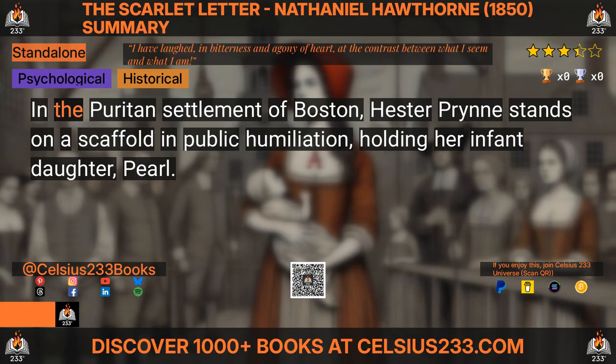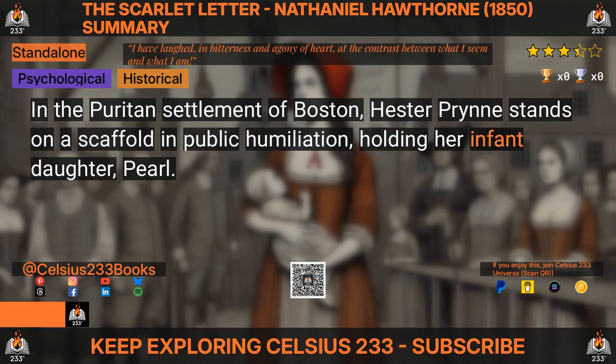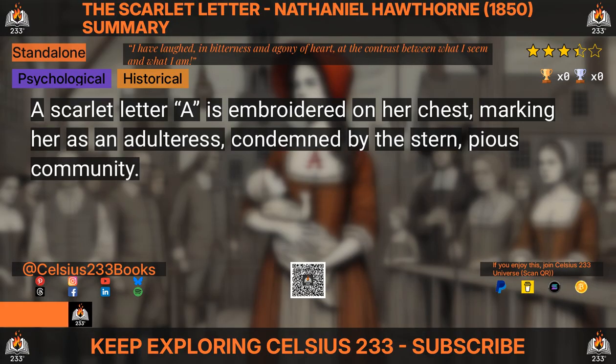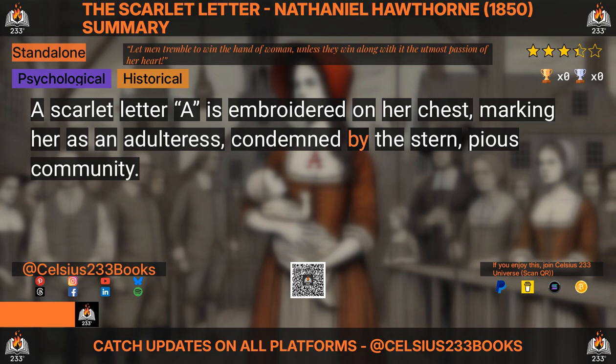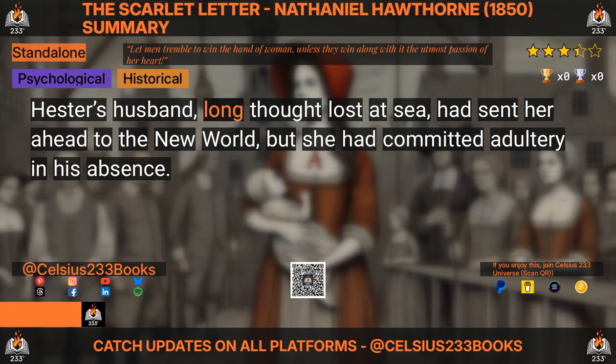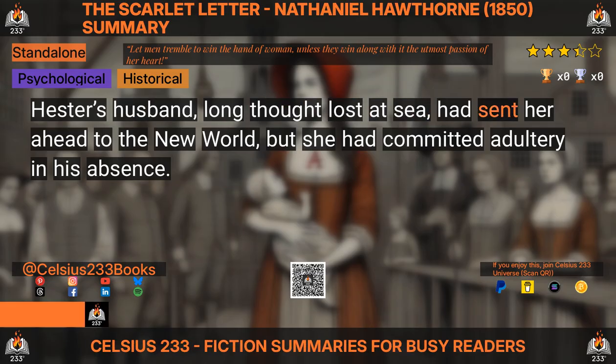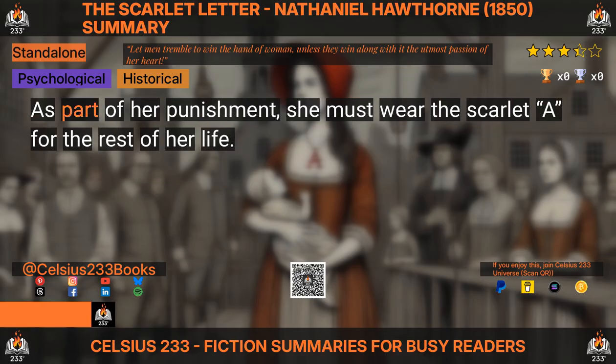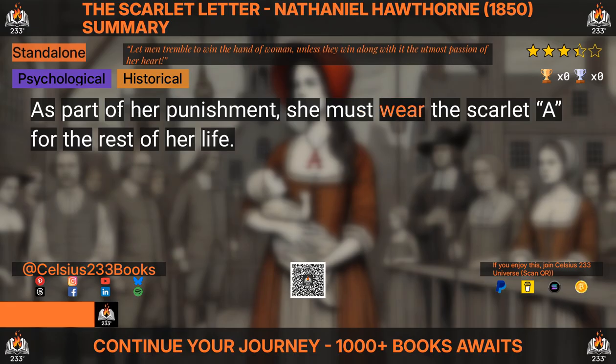Plot summary. In the Puritan settlement of Boston, Hester Prynne stands on a scaffold in public humiliation, holding her infant daughter, Pearl. A scarlet letter A is embroidered on her chest, marking her as an adulteress, condemned by the stern, pious community. Hester's husband, long thought lost at sea, had sent her ahead to the New World, but she had committed adultery in his absence. As part of her punishment, she must wear the scarlet A for the rest of her life.